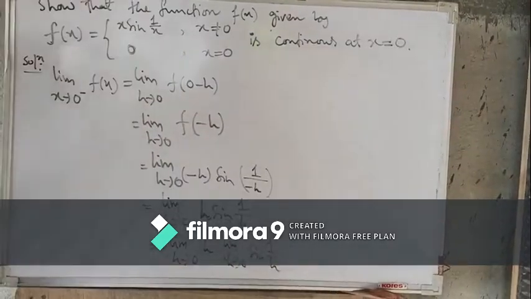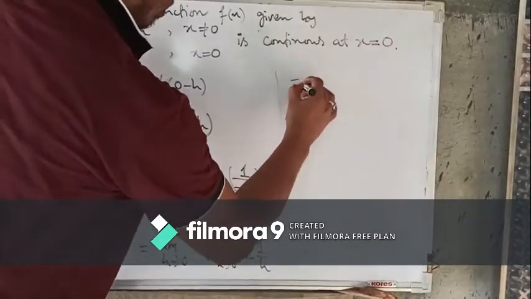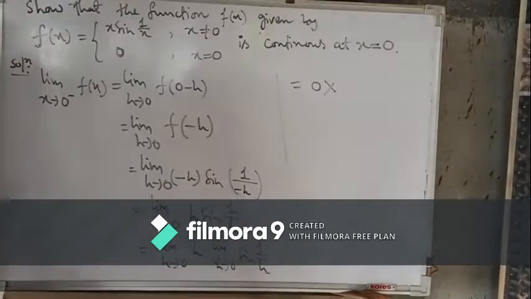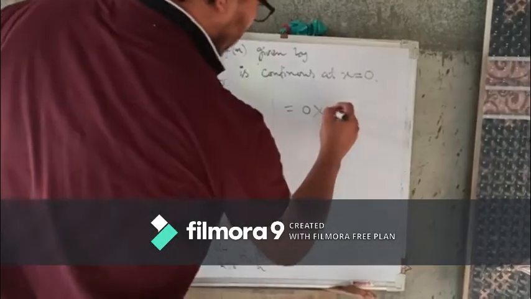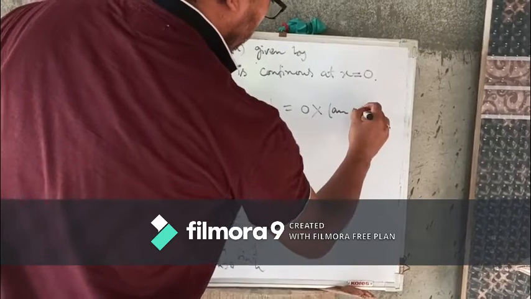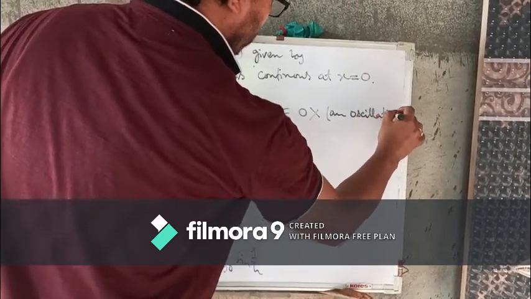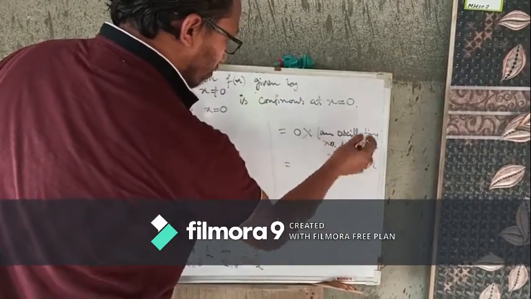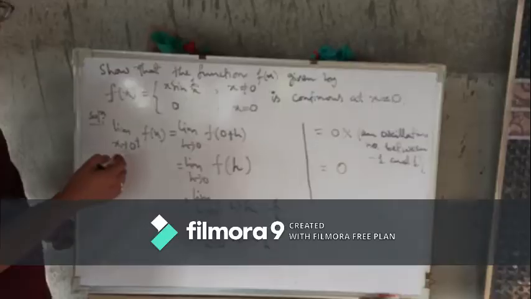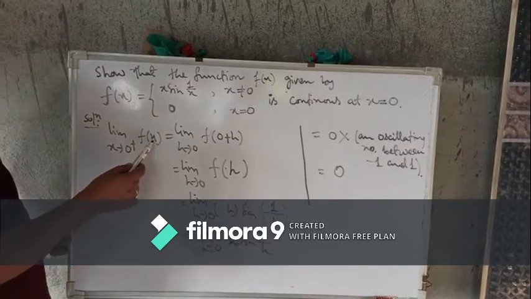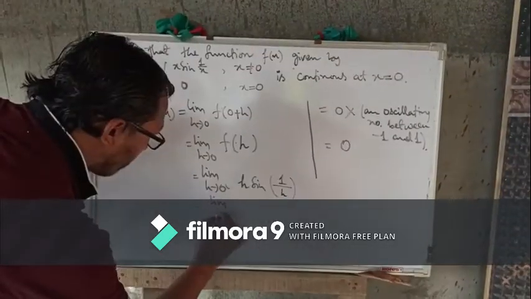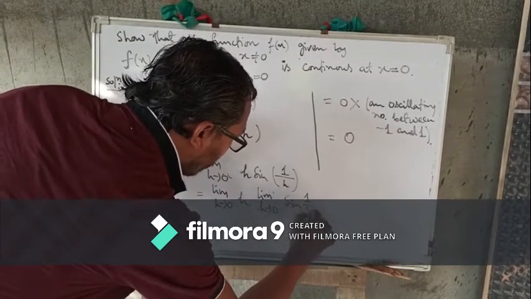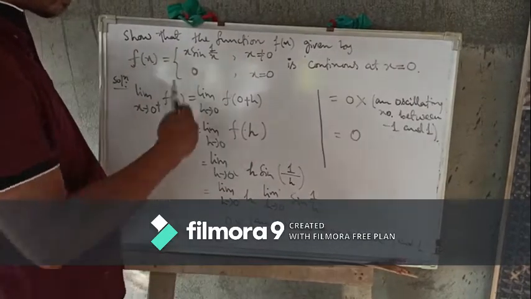That means limit h tends to 0 of h times limit h tends to 0 of sine 1 by h. This is equal to limit h tends to 0, h means 0. Again, as we know, sin x always lies between minus 1 and 1, so it is an oscillating number between minus 1 and 1. That means 0 into this part is equal to 0. Right hand limit x tends to 0 plus f(x), limit h tends to 0 of h, sine 1 by h, is likewise 0. So the left hand limit is equal to the right hand limit.